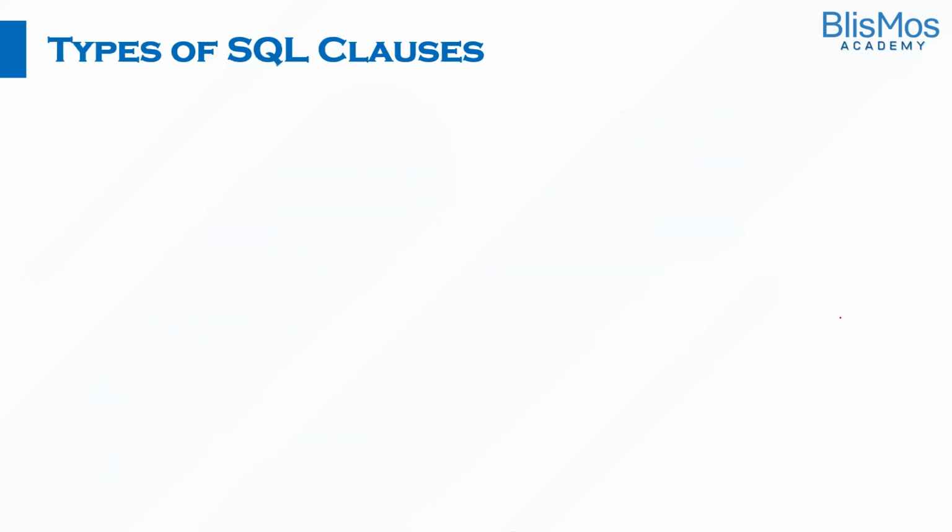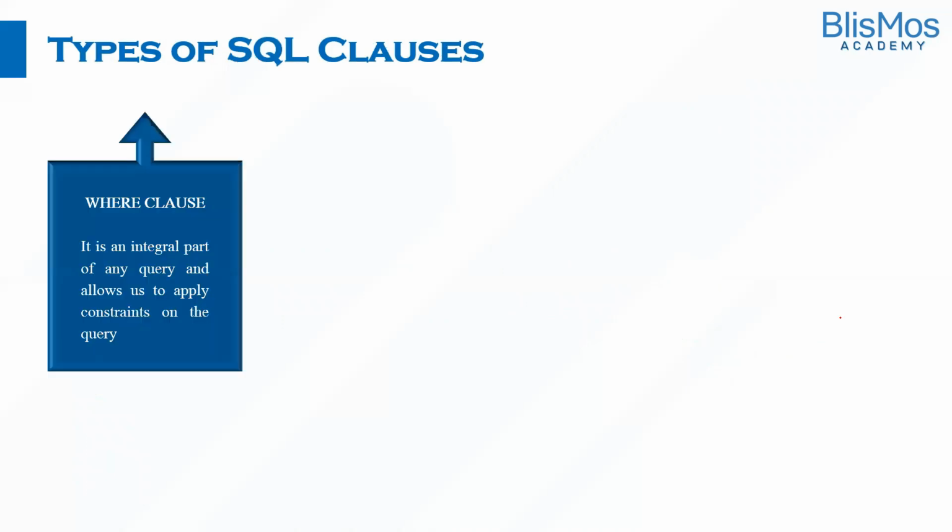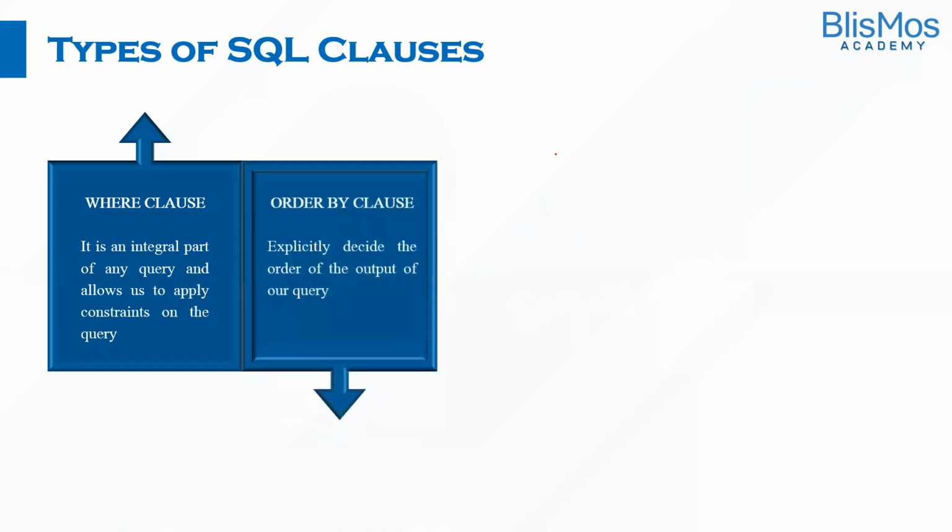We do have different types of SQL clauses. What are they? We have the where clause. If you are writing a SQL query without using a where clause, mostly your query is not complete. The where clause is an integral part of any SQL query which allows us to apply the constraints on the query. We have the order by clause. So whenever we are analyzing, we want to see the results either in ascending or descending or some order you want. The order by clause will explicitly decide the order of the output of our query.